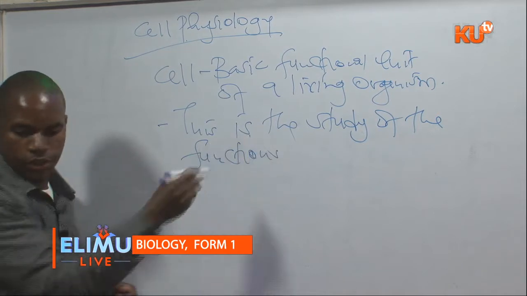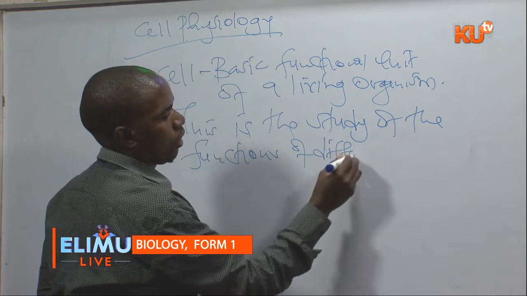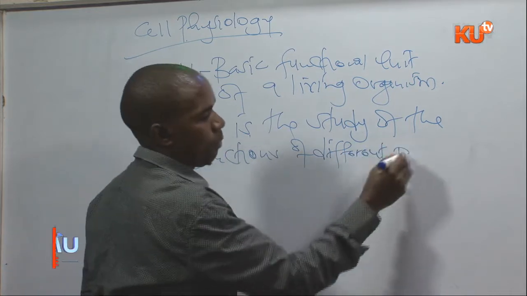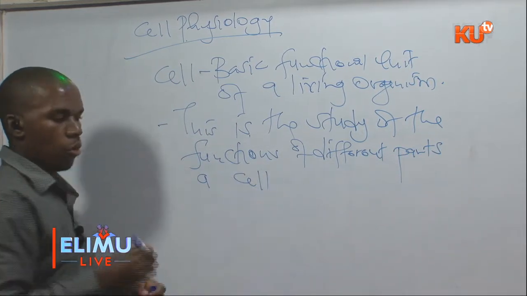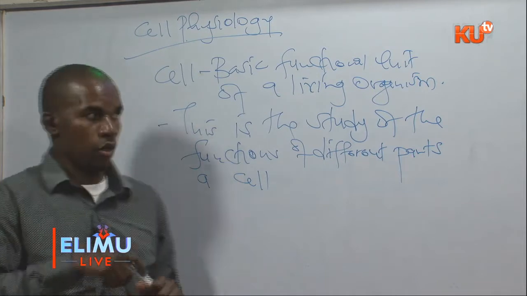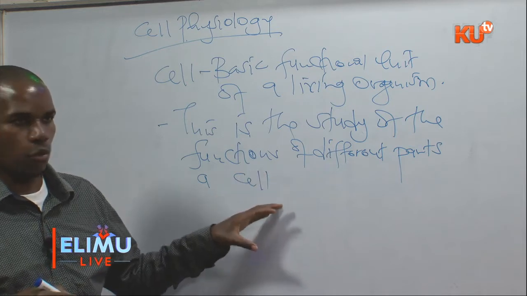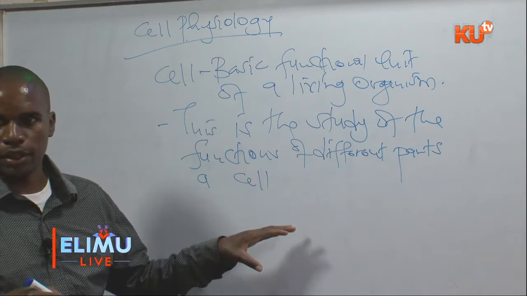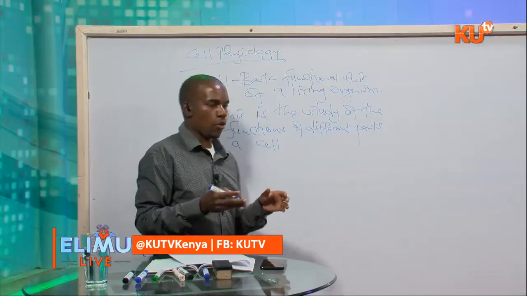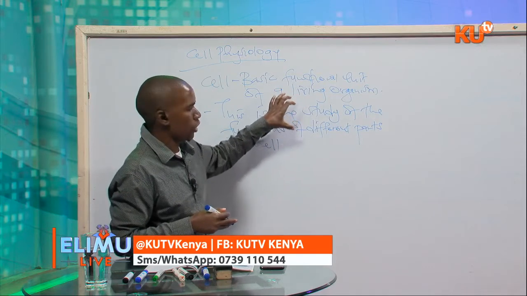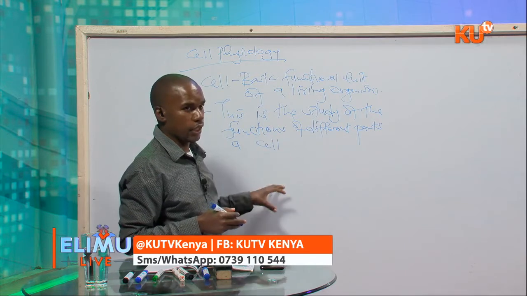This is the study of the functions of different parts of a cell. What we are talking about is that we have different parts of a cell. As I have mentioned, we have mitochondria, we have endoplasmic reticulum, we have the chloroplast. So how do those combine so that we have full functioning of this cell within a living organism? That is what is important today.